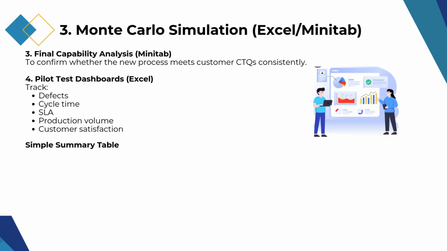This slide focuses on Monte Carlo simulation using Excel or MiniTab. We use final capability analysis in MiniTab to check if the process consistently meets customer CTQs. Excel dashboards are used to track key metrics like defects, cycle time, SLA, production volume, and customer satisfaction. The summary table shows how DMADV phases align with MiniTab and Excel tools. Overall, it highlights a data-driven approach for analysis, optimization, and performance verification.